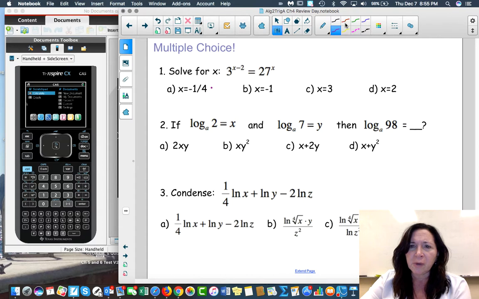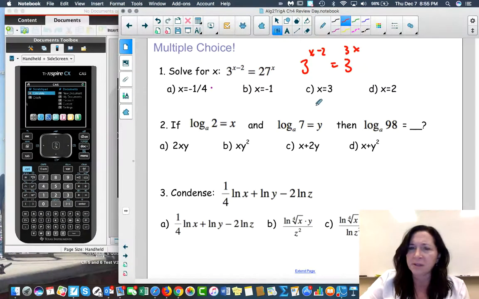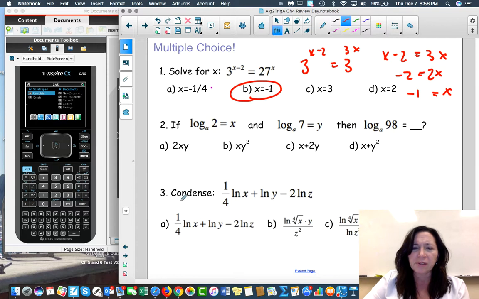So for this one right here, if you've had a minute to do the problems, you're going to get 3 to the x minus 2 is equal to 3 cubed to the x. Bases are the same, so I can set my exponents equal to each other. I have x plus 2 equals 3x. Subtracting x, I get 2x equals negative 2. x equals negative 1. There's my answer.